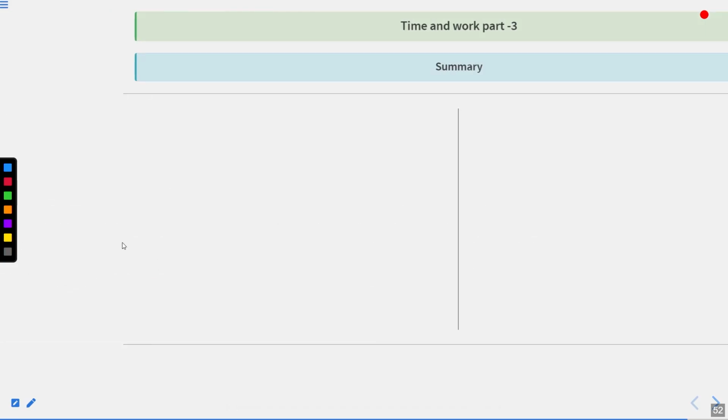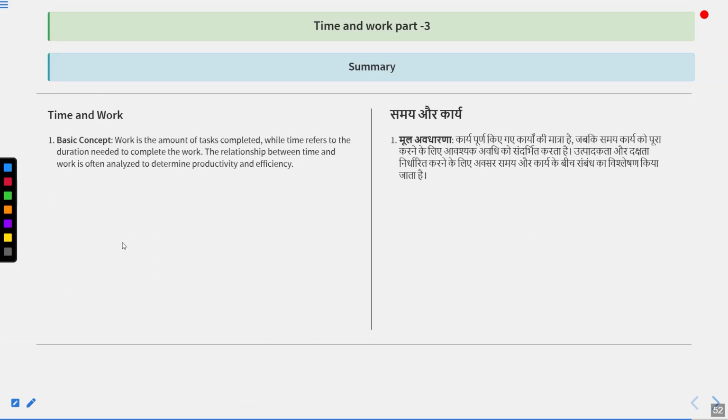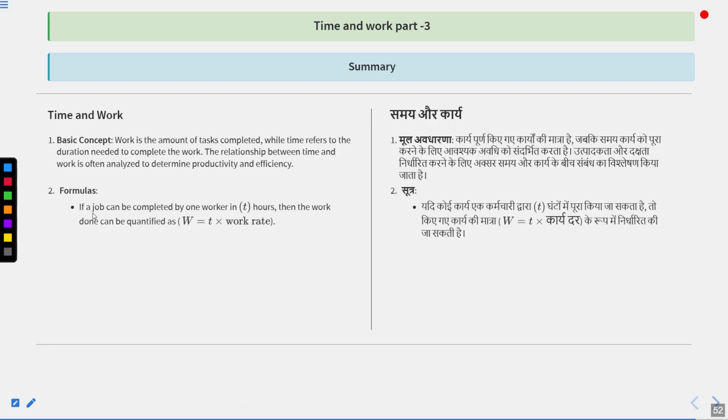Clear? Now summarizing today's class. Time and work basic concept: work is the amount of tasks completed, while time refers to the duration needed to complete the work. The relationship between time and work is often analyzed to determine productivity and efficiency. Formula: if a job can be completed by one worker in T hours, then the work done can be quantified as W equals T into work rate.